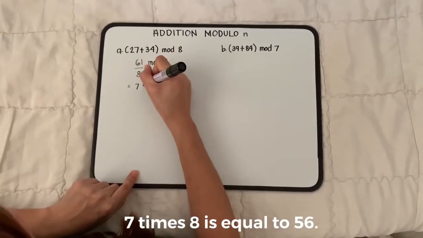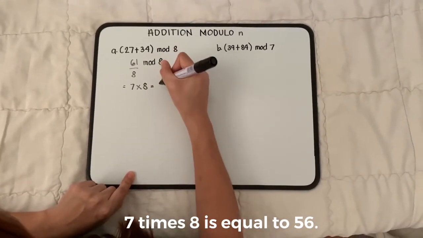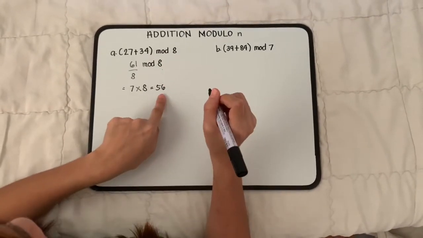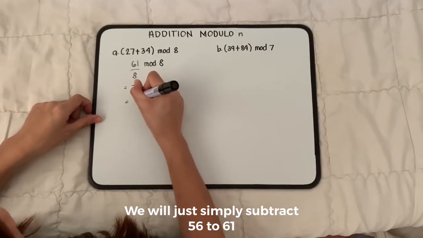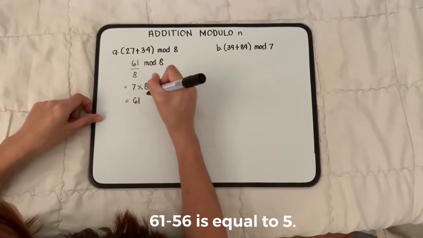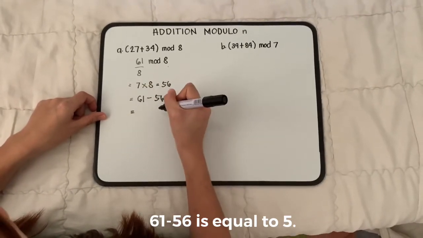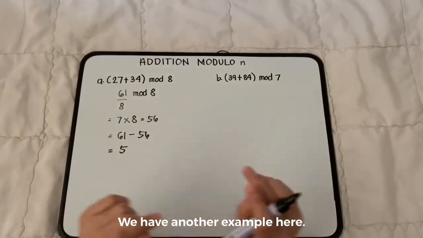7 times 8 is equal to 56. So we will just simply subtract 56 from 61. So 61 minus 56 is equal to 5. We have another example here.